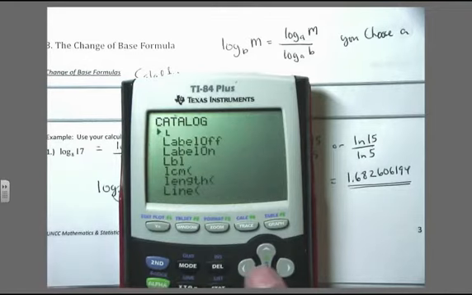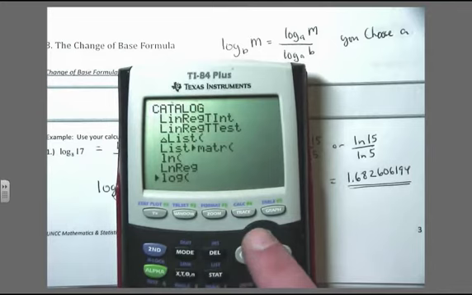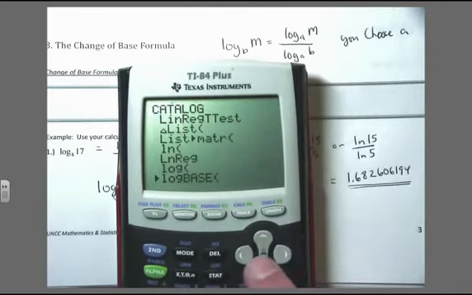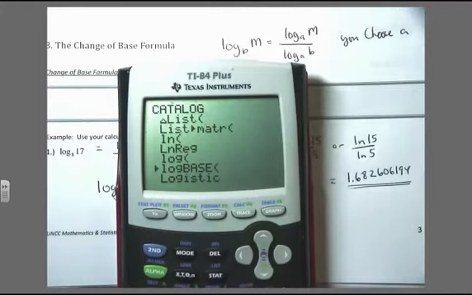There we go, alpha L. So it takes me to the L's. Scroll down and look for log, and you'll see there's the natural log regression, that's something else, log. And then you see that one special one. You see it? They stuck it in there. It's under the catalog. Log base.